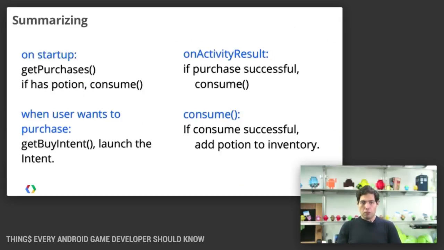So summarizing, on startup you call get purchases. If you find a potion there, you consume it. When the user wants to purchase something, you call get buy intent and then launch that buy intent to get the purchase flow. In your activity's on activity result callback, if the purchase was successful, you try to consume it. When you get the result from the consumption, you add it to the inventory, if it was successful, of course.